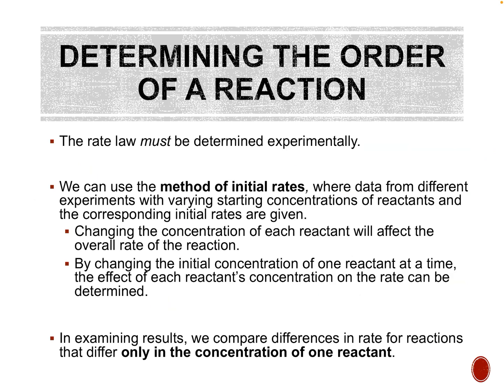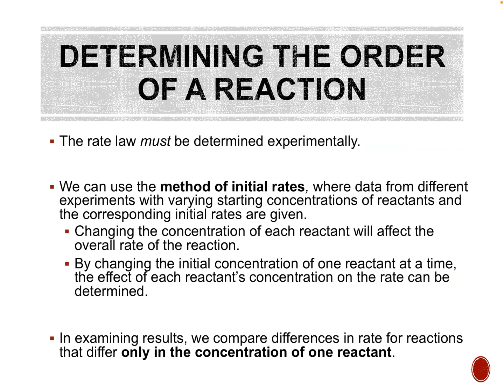All right, let's go ahead and look more at our rate law. Our rate law must be determined experimentally. We can't just look at our reaction and see the rate law. We're not using the coefficients. We're not doing anything like that. We have to actually do the reaction, collect some data, and then we can figure out our rate law. We're going to use this method that's called the method of initial rates.